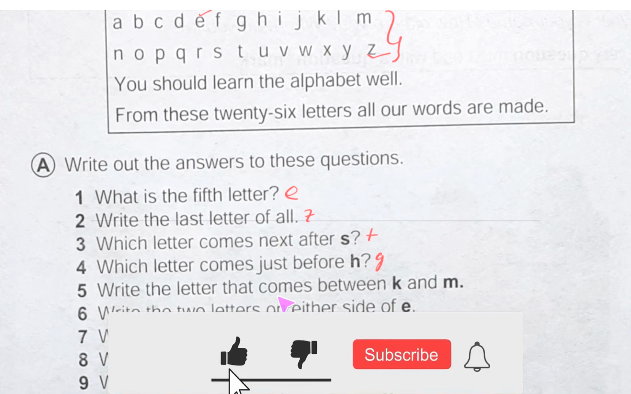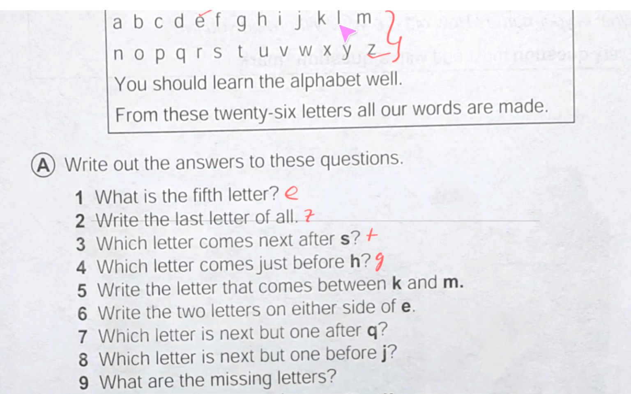Write the letter that comes between K and M. See, K and M, which one? What is this? It is L, so it will be L. Write the 2 letters on either side of E. Here E, and on one side D and on another side F. So you will write here D, F.